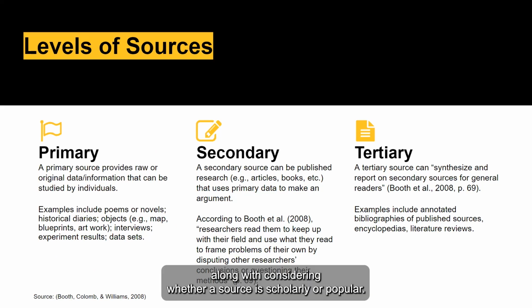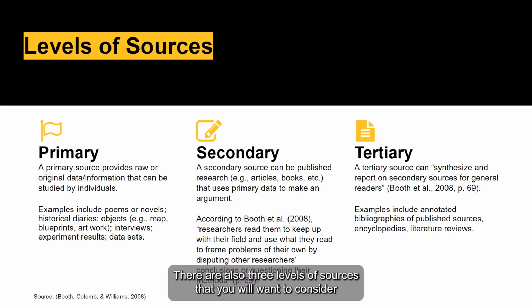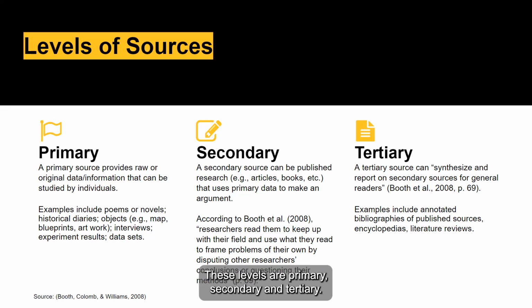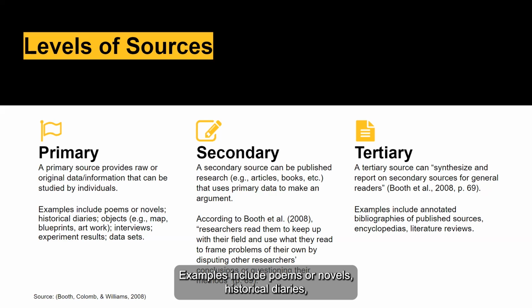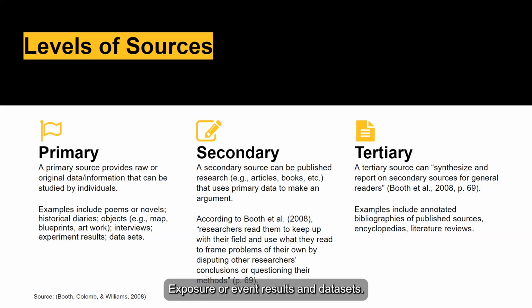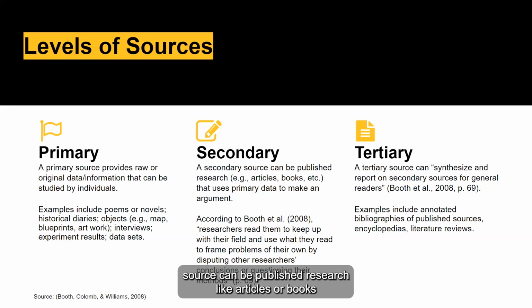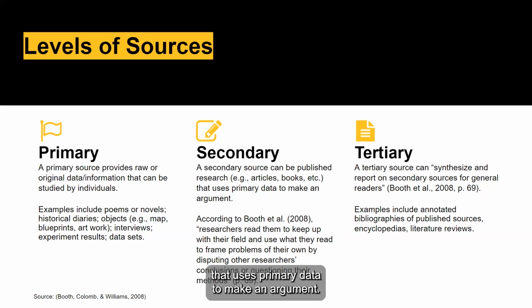Along with considering whether a source is scholarly or popular, there are also 3 levels of sources that you will want to consider when doing research. These levels are primary, secondary, and tertiary. A primary source provides raw or original data and information that can be studied by individuals. Examples include poems or novels, historical diaries, objects like maps, blueprints, and artwork, as well as interviews, experiment results, and data sets.